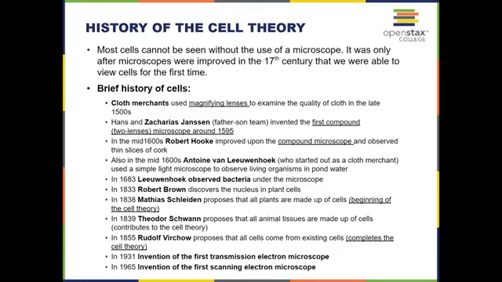In 1883, Robert Brown discovers the nucleus in plant cells. In 1838, Matthias Schleiden proposes that all plants are made up of cells, and this was the beginning of the cell theory that was later expanded upon by Theodor Schwann and Rudolf Virchow.